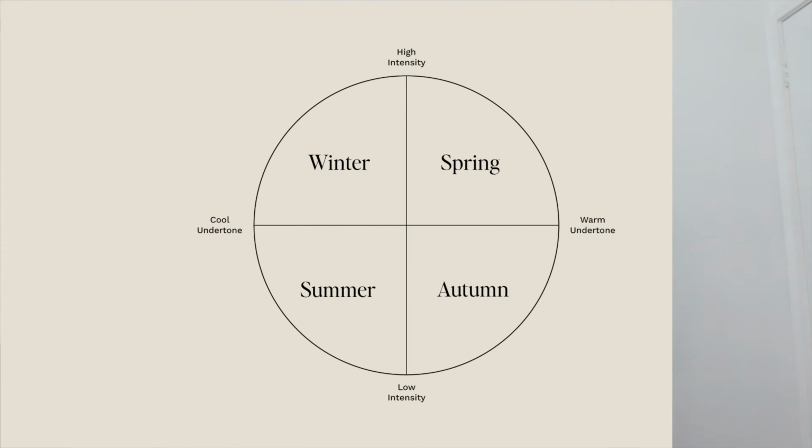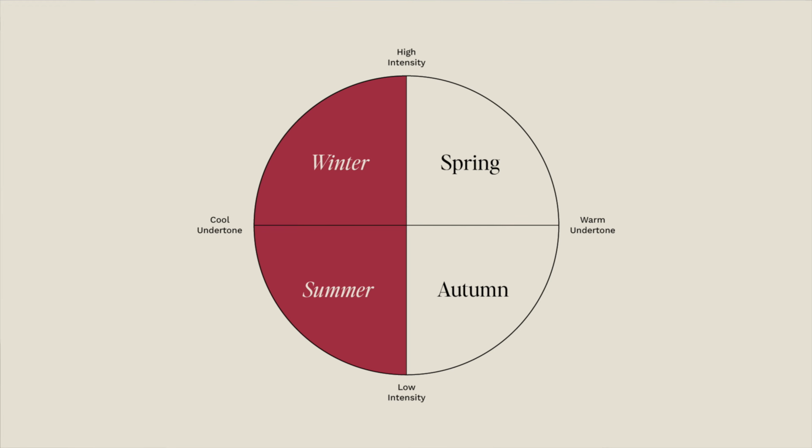So yeah, Matt, your undertone is cool, therefore you belong to the left side of the graph. This means that your season is going to be either winter or summer, depending on your level of intensity. So Matt, in order to understand if you belong to the winter palette or the summer palette, we need to compare a winter color, emerald green, and a summer color, sage green. So we do green versus green. These two colors, undertone-wise, are both correct because they're both cool.